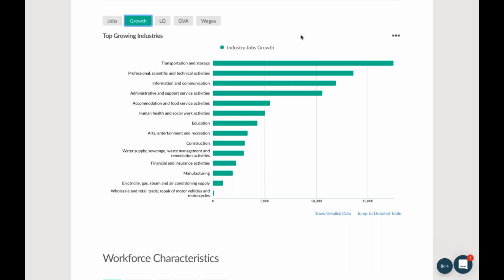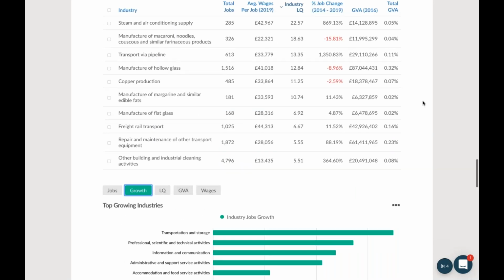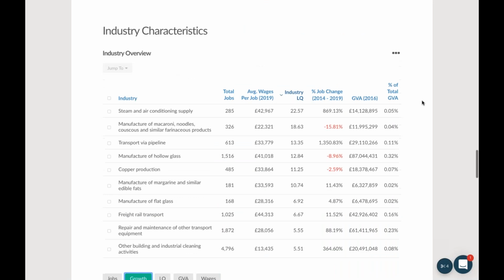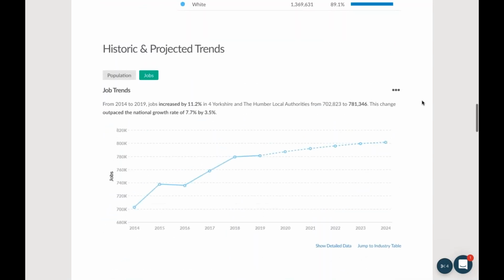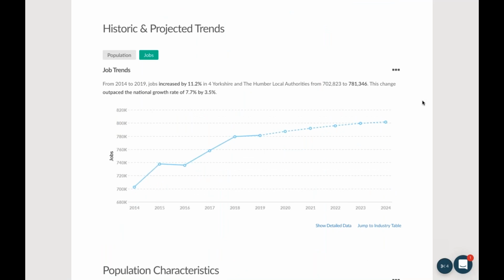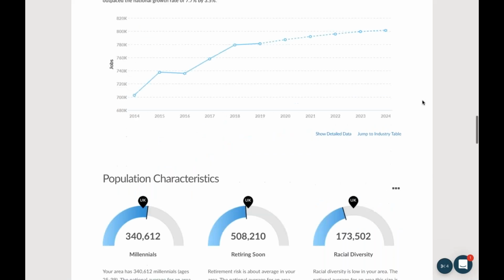Sorry, a question from Stuart: is the population growth all age groups or just workforce age, to correlate with jobs growth? All age groups, yeah. Right, great. Thank you.